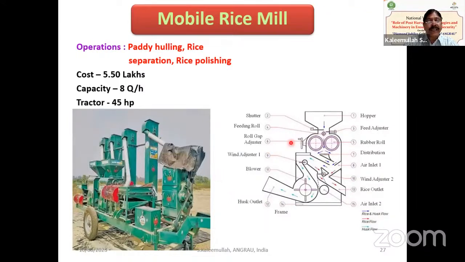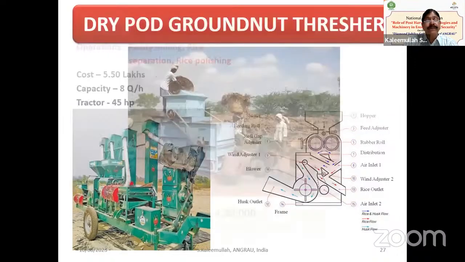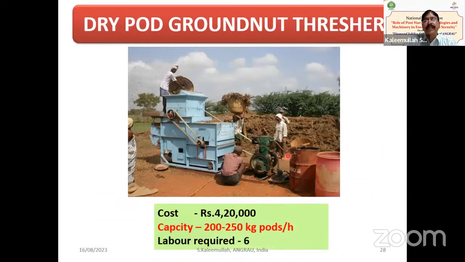It will do all the operations: cleaning, then hulling, separation, rice polishing. All these operations will be done by this machine. Next, coming to the groundnuts, especially in the Anantapur district and Chittoor, most of the farmers are raising this groundnut crop, and there also they are facing a lot of problems with labor.